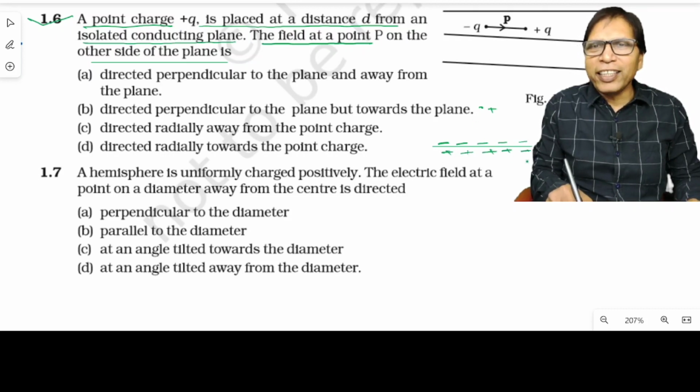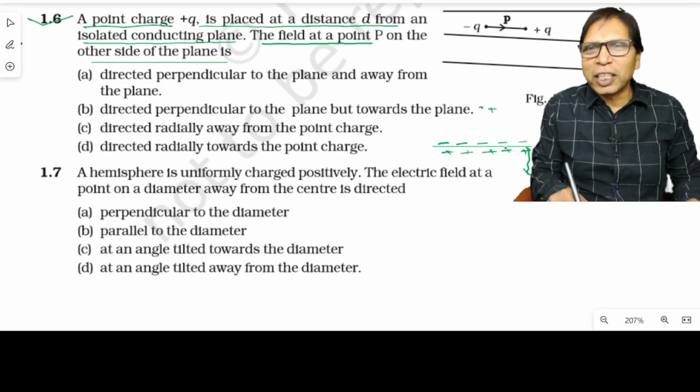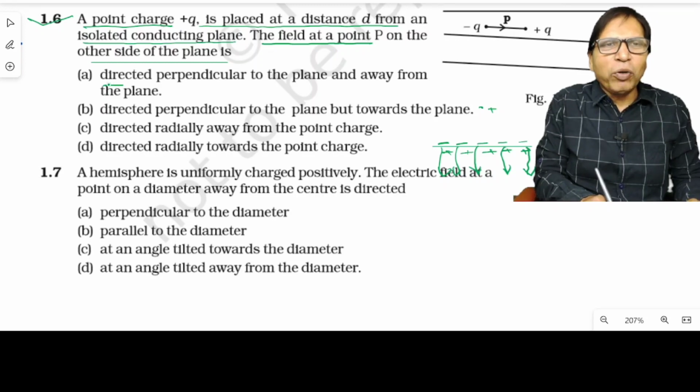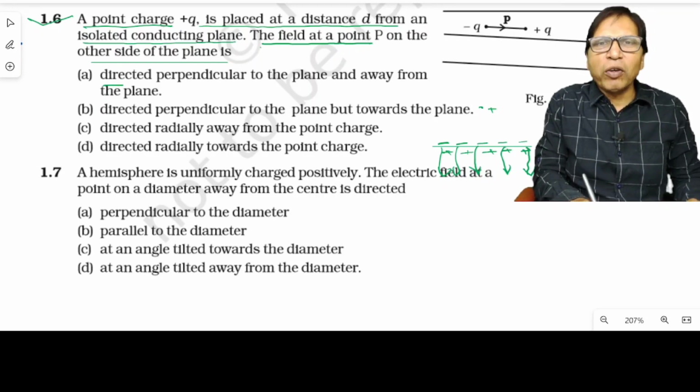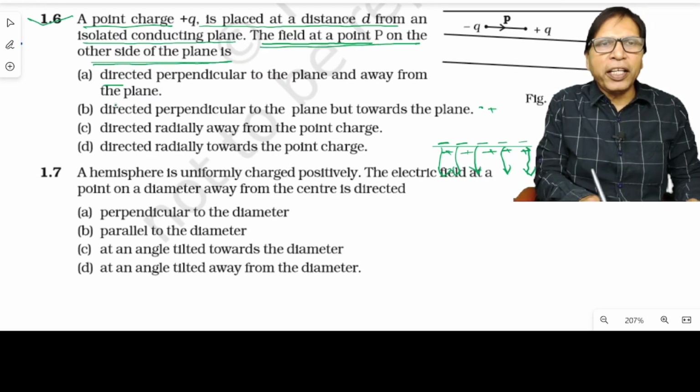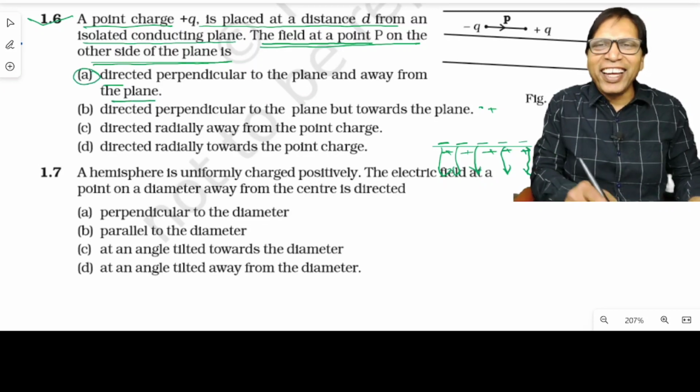So look at this. The field line is directed away from the positive charge. Now the field at the point P on the other side of the plane is directed perpendicular to the plane and away from the plane. So option A is correct.